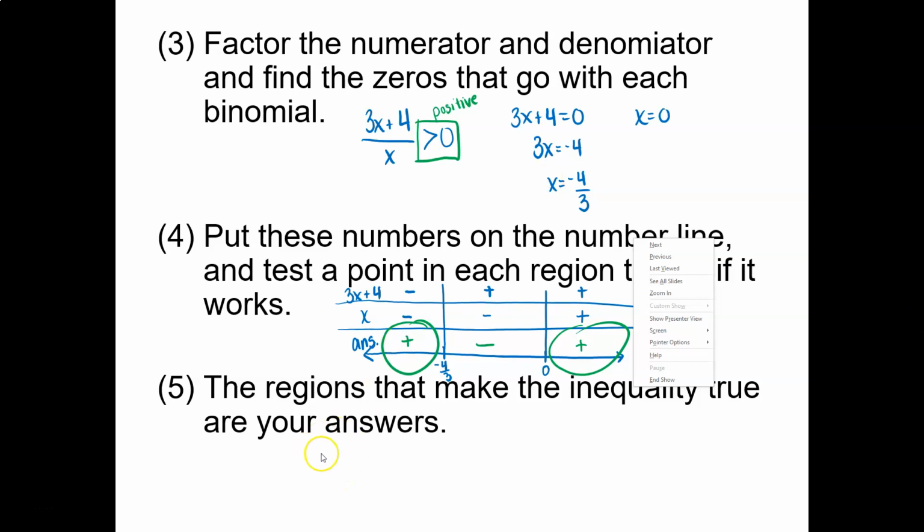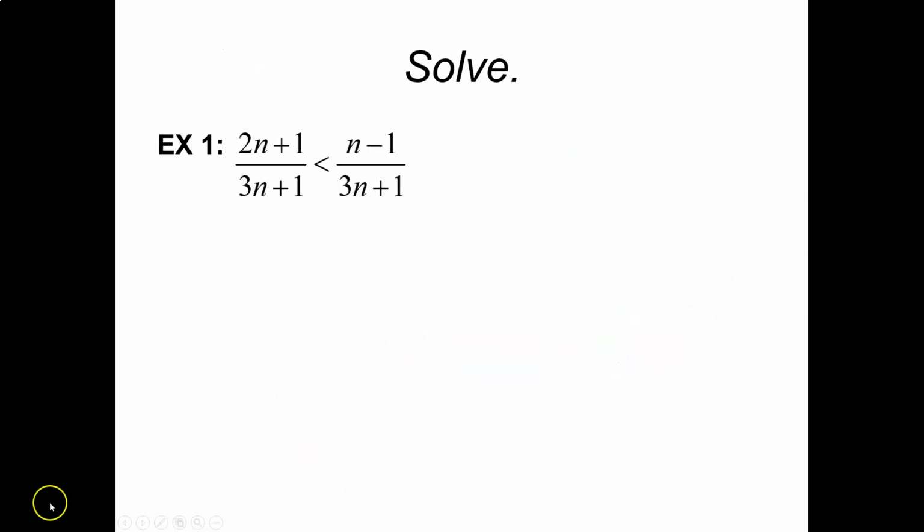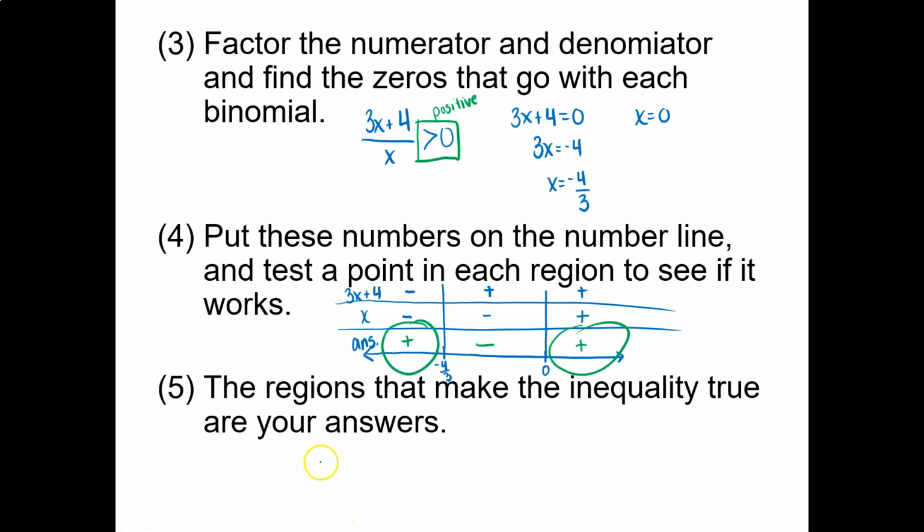So I could do, oops, not that. Negative infinity to negative 4/3, or 0 to infinity. Or if you do it with inequalities, it would be x is less than negative 4/3, or x is greater than 0. Tomorrow, you don't have to give me both. Either one is fine, whichever one you prefer.